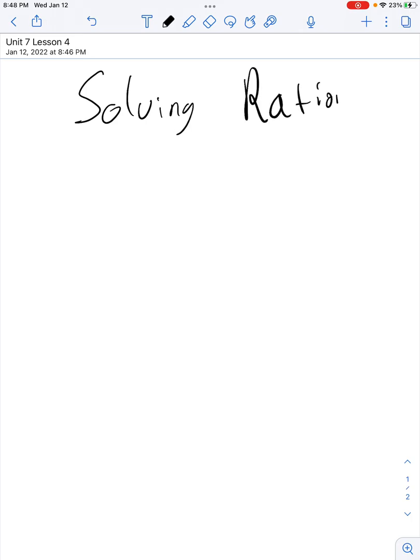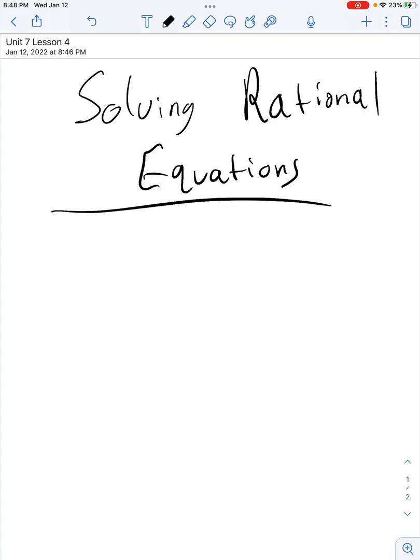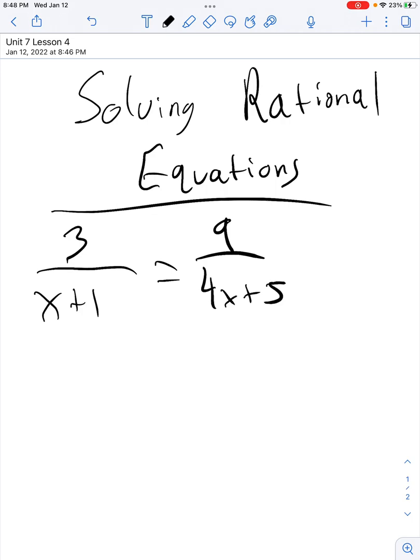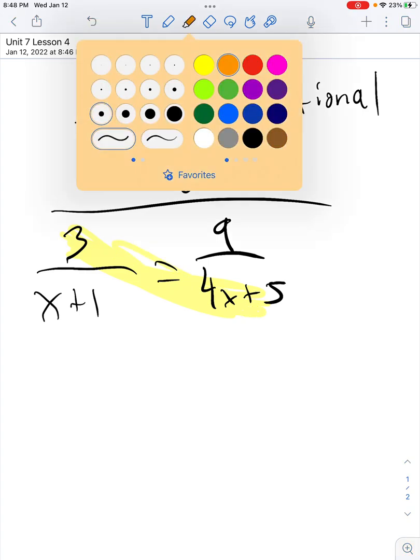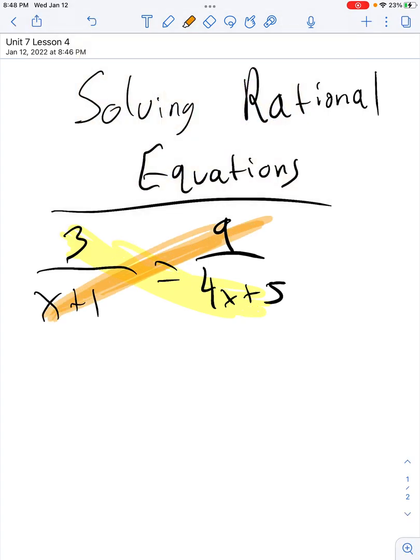All right, lesson 4, solving rational equations. So we're going to revisit an old method that you probably used in geometry for sure, and definitely in Algebra 1. But we're going to start cross multiplying. So if I get an equation that looks something like this, what I'm going to do is I'm going to cross multiply. So I'm going to multiply these two together and these two together. And then I'm going to solve for x.